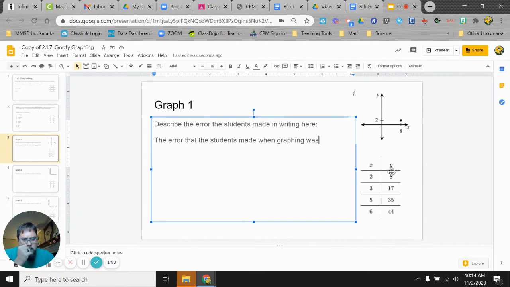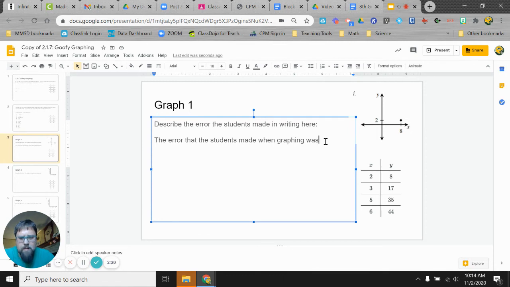All right, so it looks like, based on what I'm seeing, that they tried to graph this first point, which was 2, comma 8. I see that for the x they have 8, and for the y they have 2. Well, hold on. That looks a little backwards to me. In my table, it said x was 2, y was 8. They're saying x is 8 and y is 2. So to me, the error that they made when they're graphing is that they flipped their x and y.